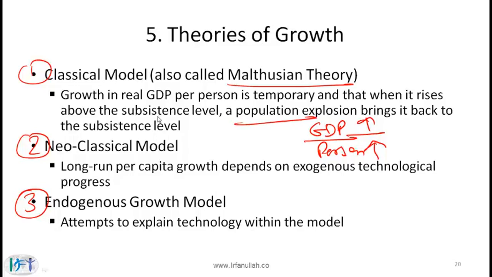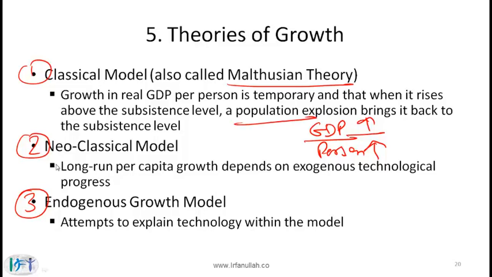Now, the prediction of the classical model has clearly turned out to be not true. We have noticed that the growth in per capita income has increased, and according to this model, the population should have also increased. But what we have noticed over the last several decades is that the growth in per capita income has happened along with a slowdown in population growth. So clearly, the prediction by this theory has not turned out to be true. Hence, this is not taken too seriously.